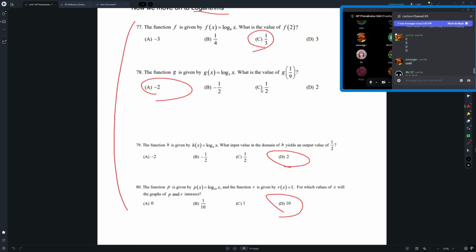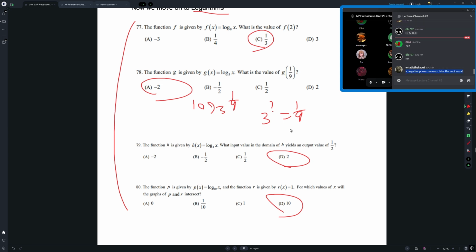78. So the way you do 78 is it's log base 3 of 1/9. You can convert that into an exponential by saying 3 to the what power equals 1/9. What power do you have to raise 3 to, to get 1/9? A negative power means you take the reciprocal. So 3 to the negative 2 is equal to 1/9.